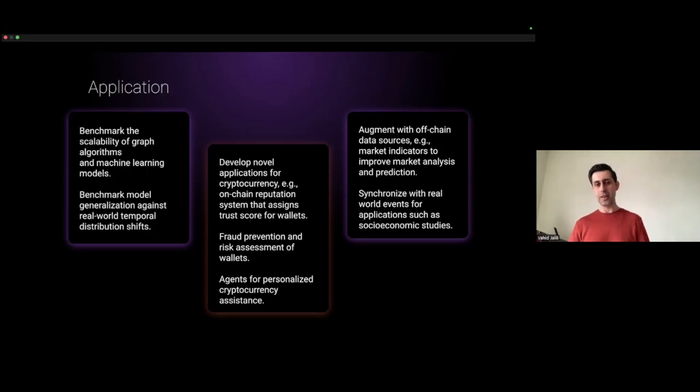Also, if you're interested in socioeconomic studies, you can take real world events and co-localize them with the events that you have on this graph. The block node is your temporal anchor. You can use that, and then you can see the impact of real world events on trades that are happening on Bitcoin.